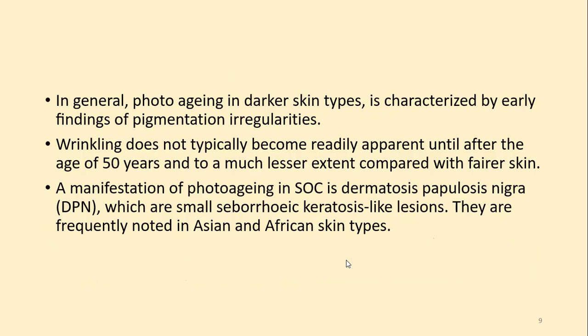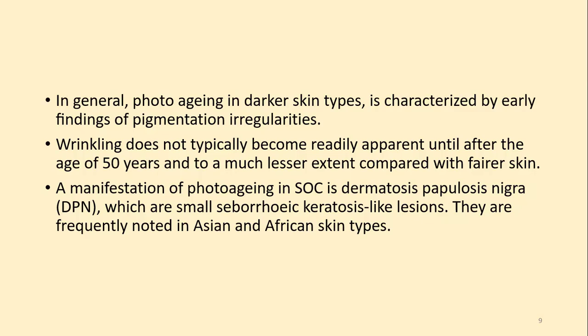In general, photoaging in dark skin is characterized by early findings of pigment irregularities, then the findings of thinness, atrophy, and wrinkles. Wrinkling does not typically become apparent until after 30 to 50 years, and to a much lesser extent as compared to a 50-year-old individual with fair skin.